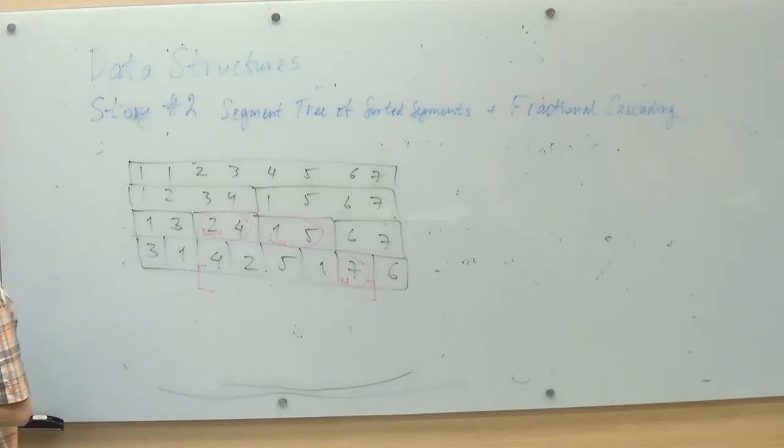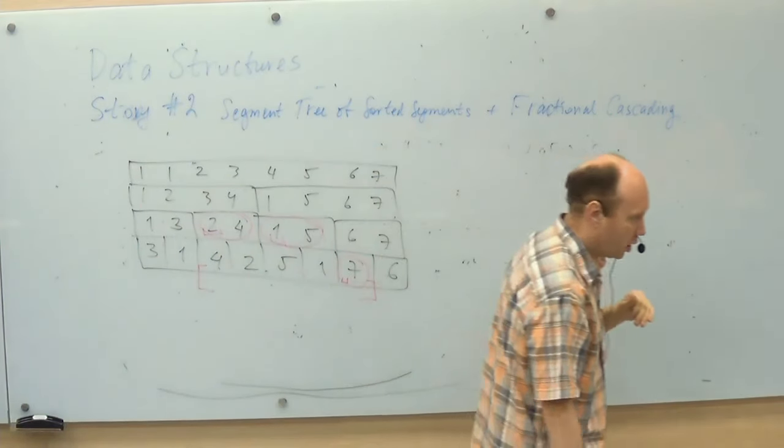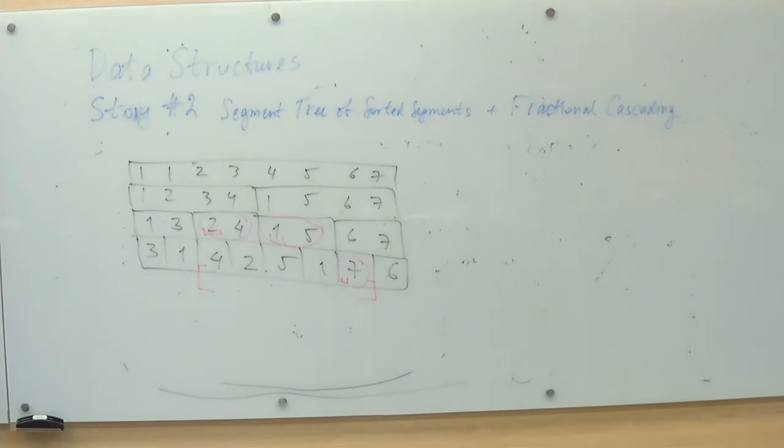The thing is that we can add additional information to this tree that allows us to avoid these binary searches in similar queries. This is called fractional cascading. I don't know why, but it is.